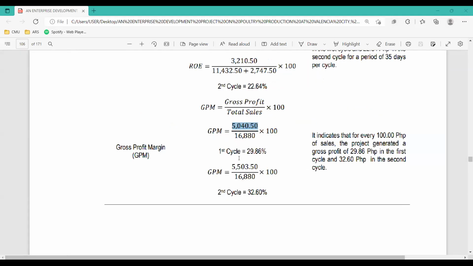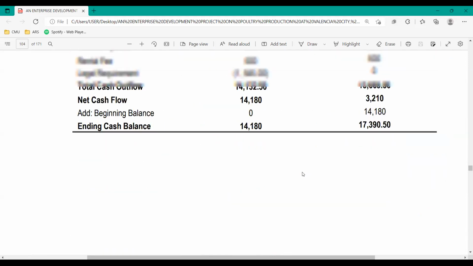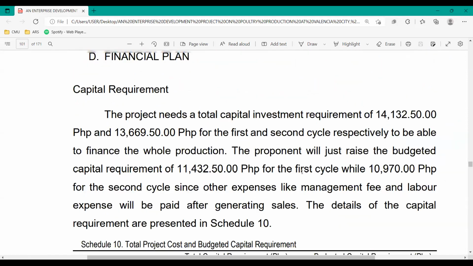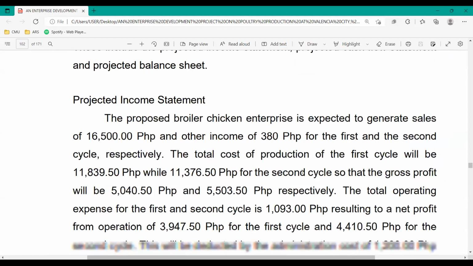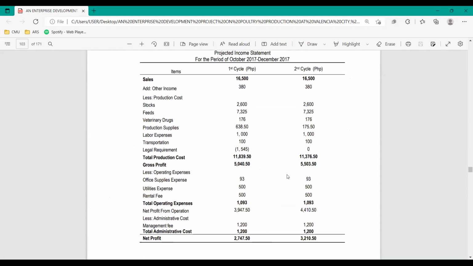Okay, as you can see, my gross profit is based on my income statement. So I guess I'll try to show you my income statement. So this is my PDF or final file. Is it here? Okay, income statement. As you can see here, this is my income statement. So for the first cycle, I have a gross profit of 5,040 and 50 centavos. So this is my gross profit.